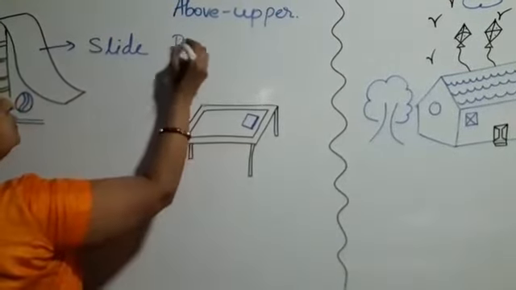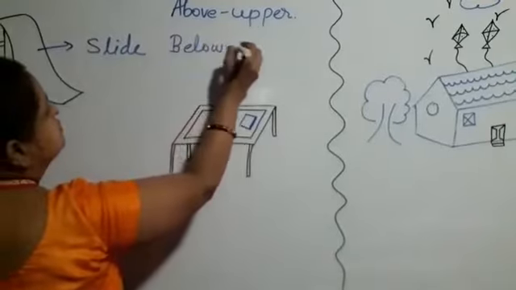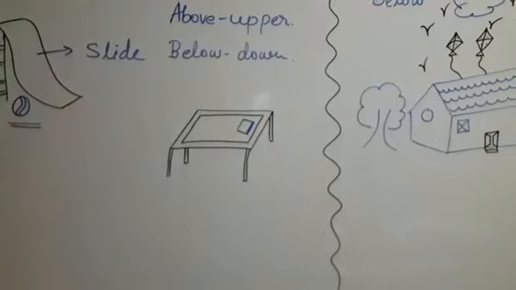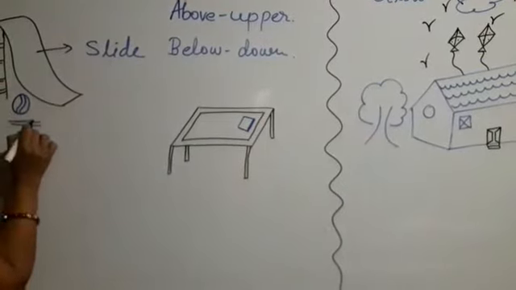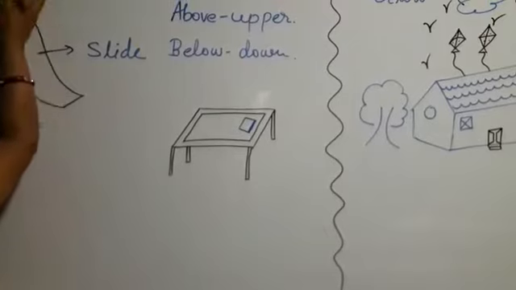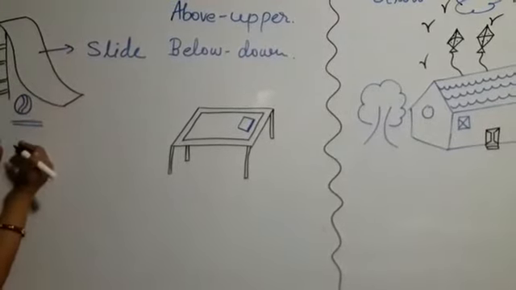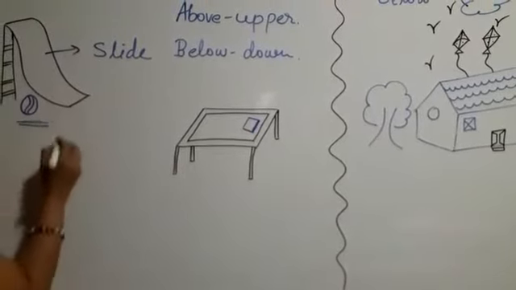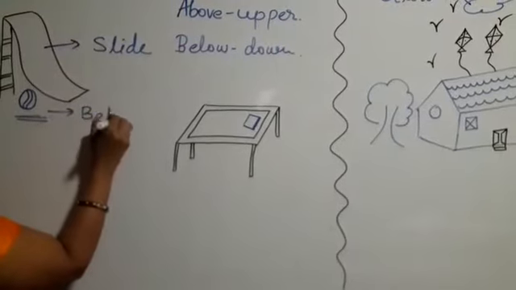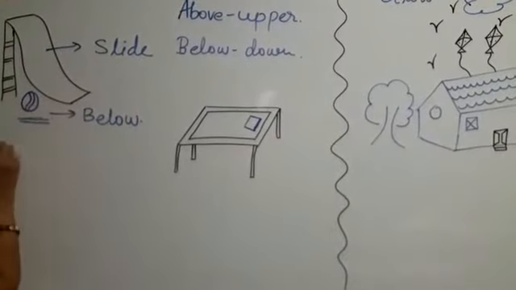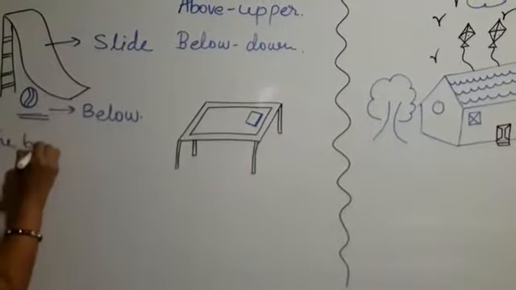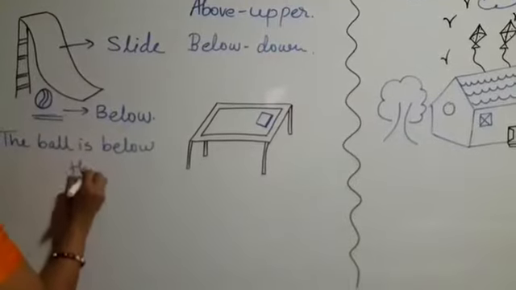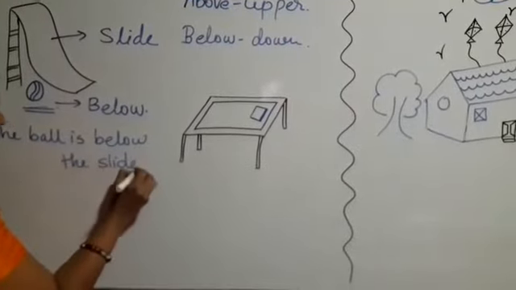And below means is down side. नीचे का साइड हम लोग देखेंगे, ठीक है. So this ball is above side of the slide or below side. ऊपर है कि नीचे, upper side or down side? Yes, it is down. So it is below the slide. The ball is below the slide. उसके नीचे की तरफ है.